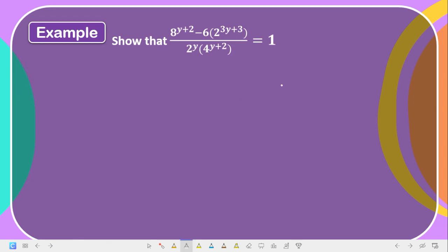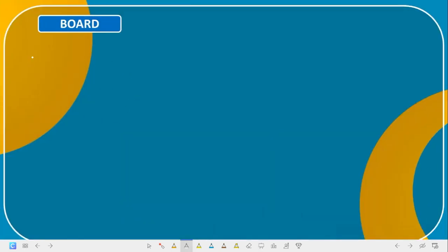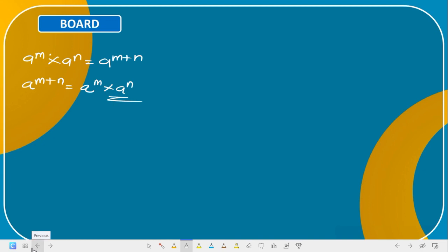Now, the most important thing we are going to make use of here is the law that states that a to the power of m times a to the power of n is a to the power of m plus n. So we can reverse it and say a to the power of m plus n is the same thing as a to the power of m times a to the power of n. So that is the one that we are going to use to solve this.